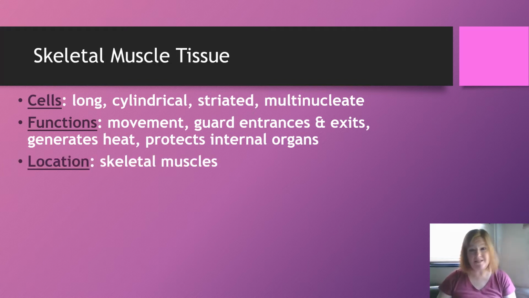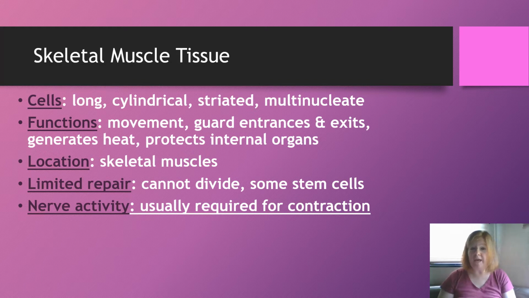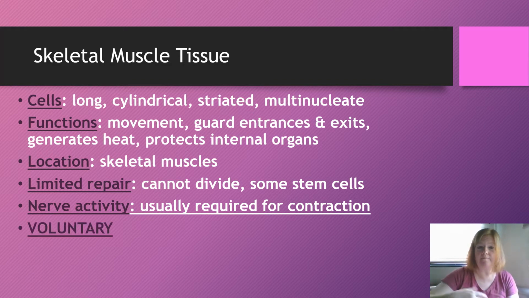The location is in skeletal muscle. It has limited repair, so it can't divide. It has some stem cells, so there can be some repair, but it's limited. The nerve activity, it's usually required for contraction, so it's voluntary. Skeletal muscle tissue is voluntary muscle. Again, voluntary.